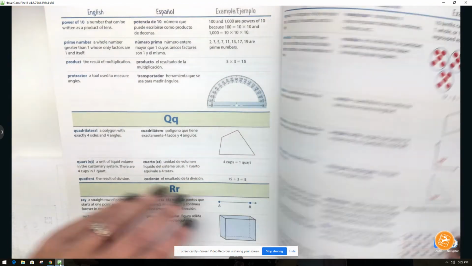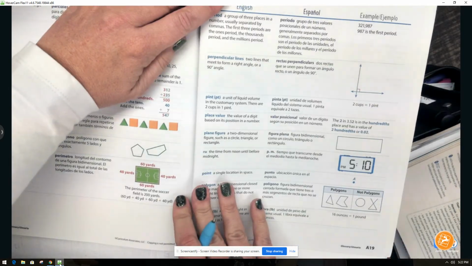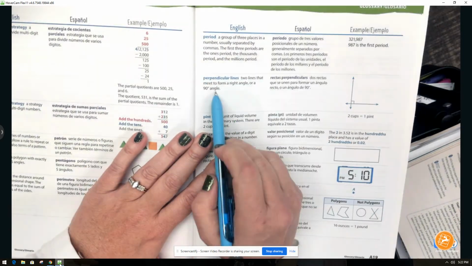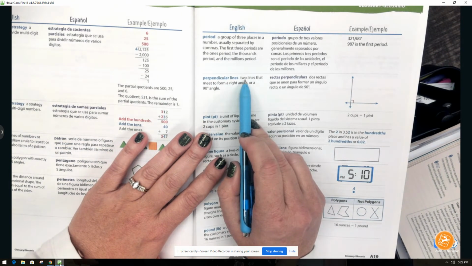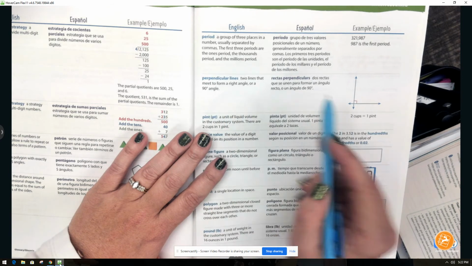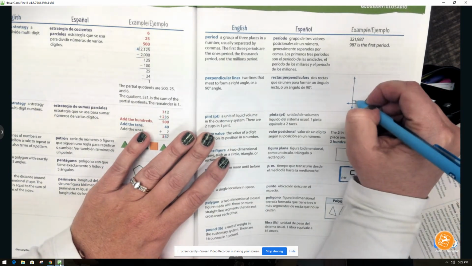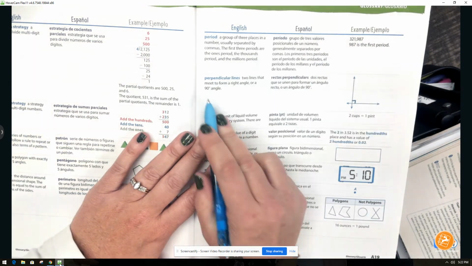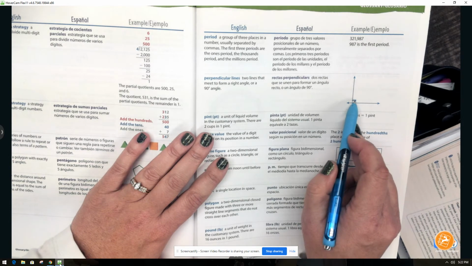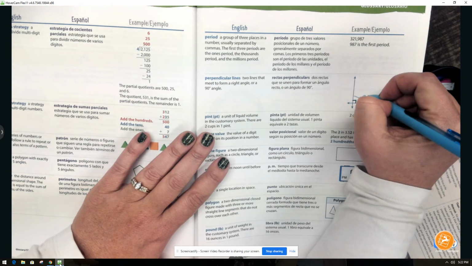So I would go back to the P section of my graphic organizer, and I would find the word perpendicular lines. Perpendicular lines are two lines that meet to form a right angle. So this line and this line are perpendicular because they meet to form a right angle or a 90-degree angle. Meaning if we looked at this angle here, it is 90 degrees.